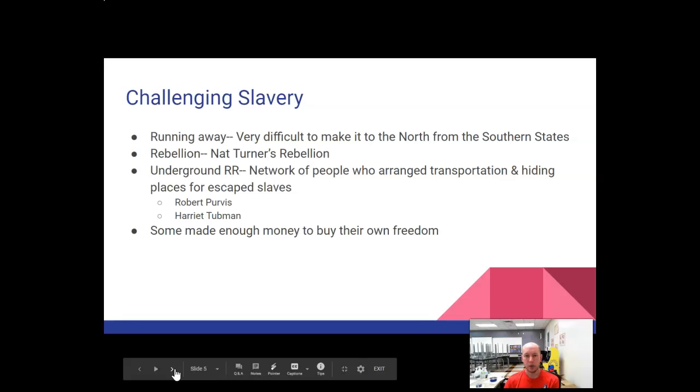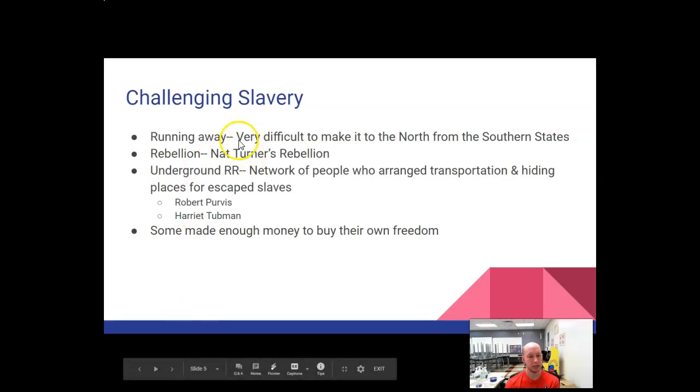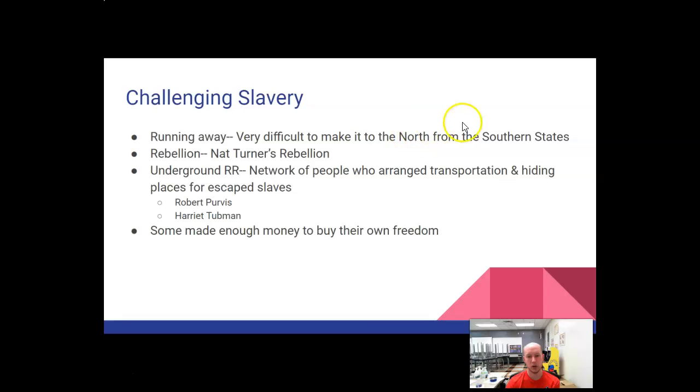Now, there were a lot of ways that slavery was being challenged. The first way, a lot of times, was slaves would try to run away, whether that was short-term or long-term, but it was very difficult to make it to the north from the southern states. It was a long way to travel, they could easily be caught, and obviously, when they were caught, then punishment would take place.